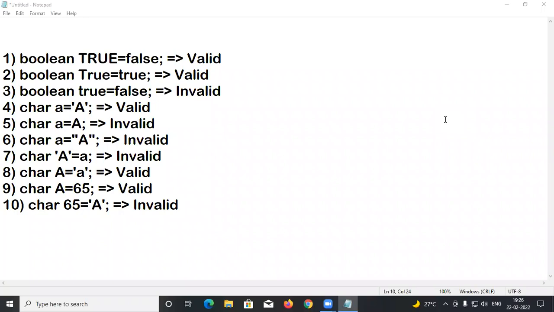You need to follow identifier rules. You need to follow keyword rules and literal rules. 5 concepts I gave: identifiers, keywords, literals, data types, variables. 5 concepts.